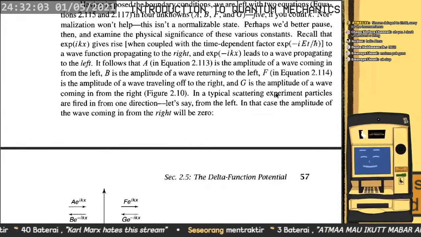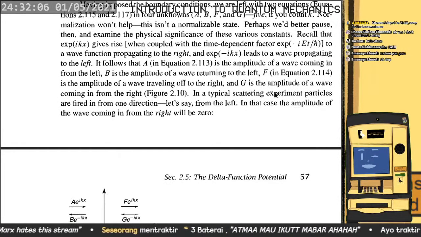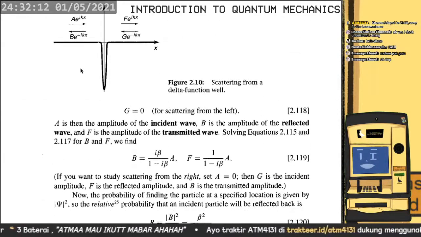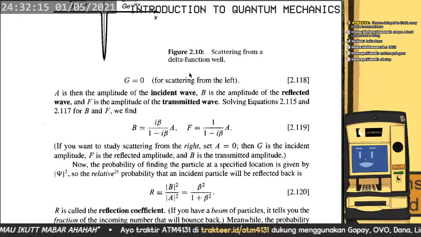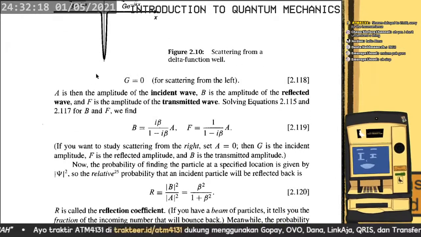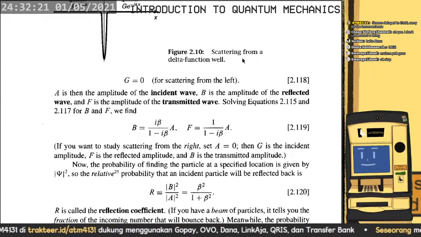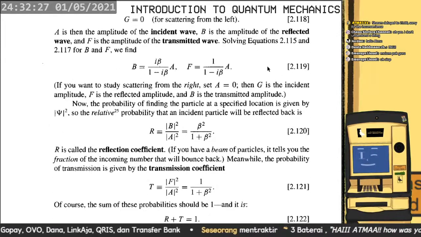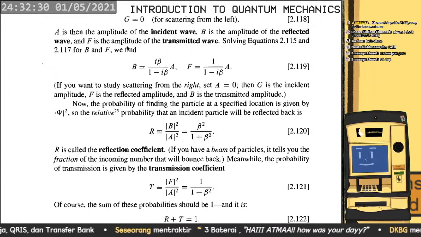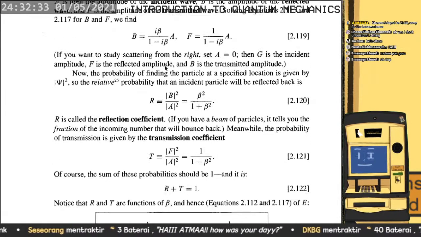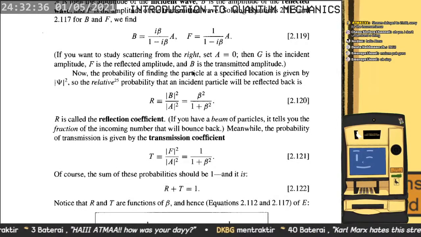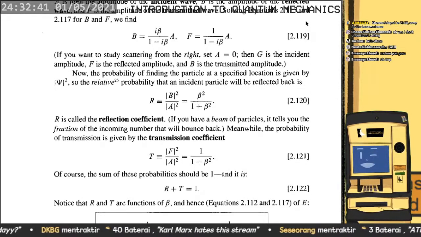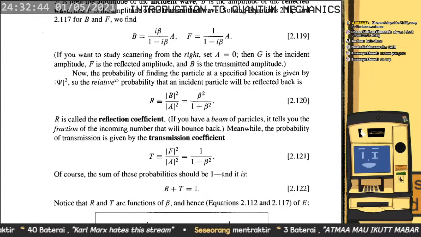In a typical scattering experiment, particles are fired in from one direction, let's say from the left, in which case the amplitude of the wave coming in from the right will be 0, so G equals 0 for scattering from the left. A is then the amplitude of the incident wave, B is the amplitude of the reflected wave, and F is the amplitude of the transmitted wave. Solving equations 2.115 and 2.117 for B and F, we find this set of equations. If you want to study scattering from the right, set A equals 0 and G is the incident amplitude, F is the reflected amplitude, and B is the transmitted amplitude.